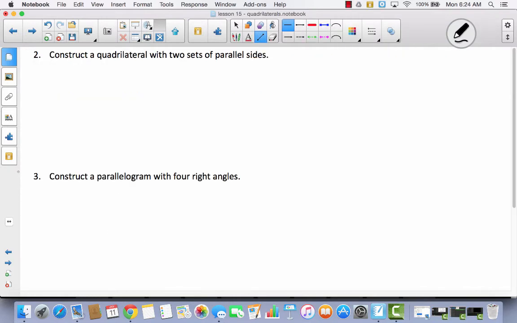All right, for number 2, we're going to draw a quadrilateral with 2 sets of parallel sides. So we already drew a couple of those in problem number 1. Can you go back and look and find which ones had 2 sets of parallel sides and draw those? And then when you're finished, come back and let's see if you found them all.